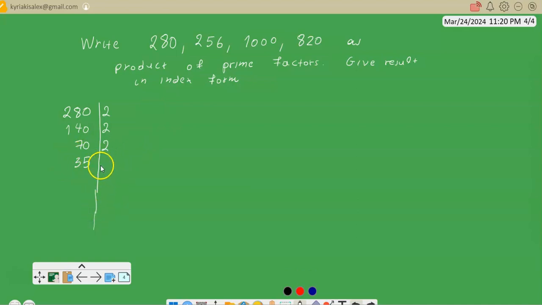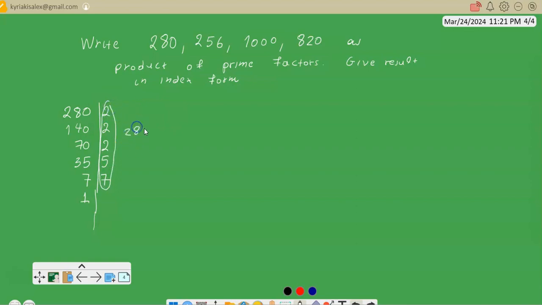Now we go to the next prime number, which is 3. But if we divide by 3, we don't have a perfect division because we have a remainder. And then the next step is to divide by 5, which is the next prime number after 3. 35 divided by 5 gives me 7. We go to the next prime number. 7 divided by 7 gives me 1. And that's it. When I end up here having 1, all I need to do is multiply these numbers.